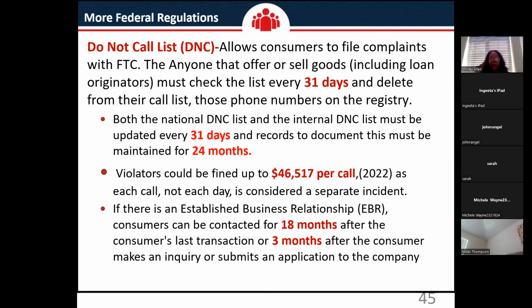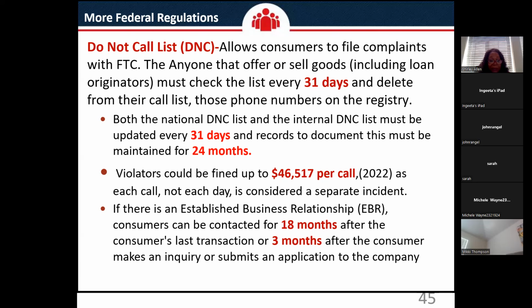Okay, violators can be fined up to $46,517 per call. This recently changed again the other day. It was a lot less than this, but I remember when it started out at 10,000. So I don't know if there's a lot of violation going on regarding the do not call list, but they have really, really gone up in what they're charging people for calling. It's $46,517 per call. And each call, not each day, is considered a separate incident.